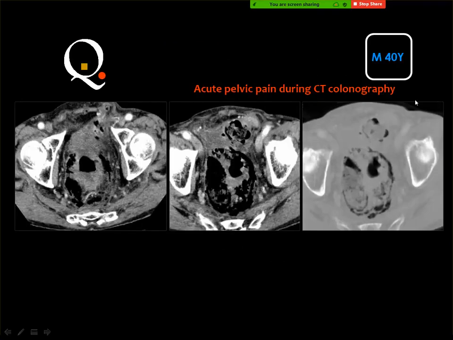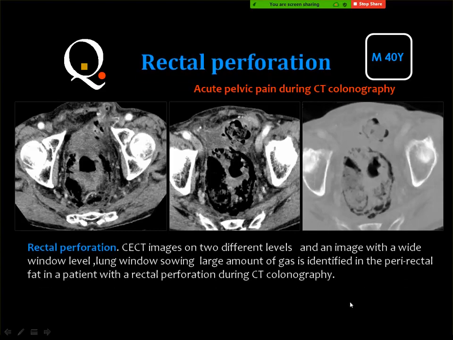This patient developed acute pelvic pain during colonography. Perforation. Yes. And this is rectal perforation, where you got extensive air around the rectum. If you do not know the history, you may call this necrotizing fasciitis of the pelvic floor. But whenever you know that there is an intervention in this area, then you may think of perforation.